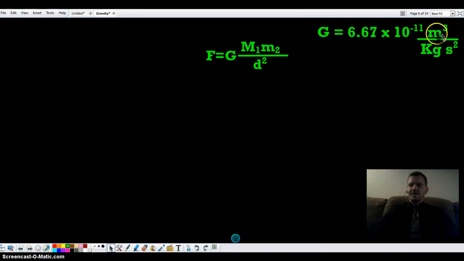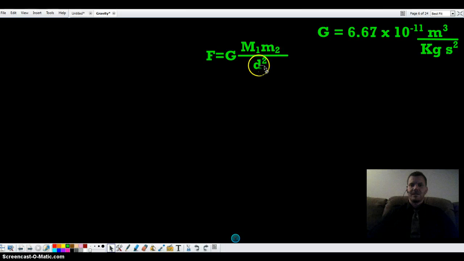This is not meters, this is meters cubed per kilogram second squared. You're not plugging in values here. These are units, just like 65 miles per hour is miles per hour. This is just units. Then we have mass 1, mass 2, so it'd be the mass of the first object times the mass of the second object, divided by the distance squared.